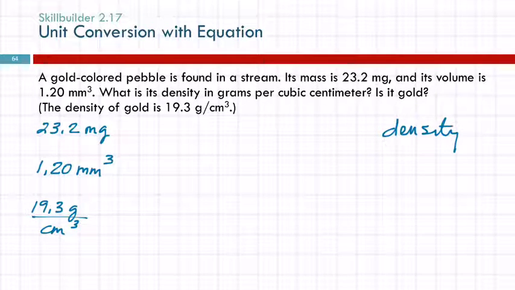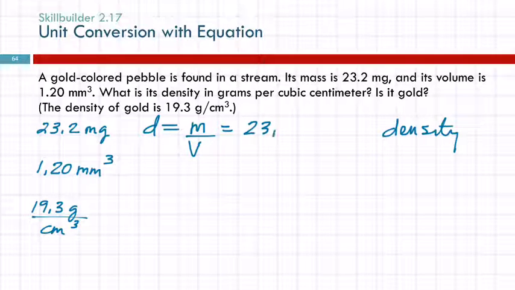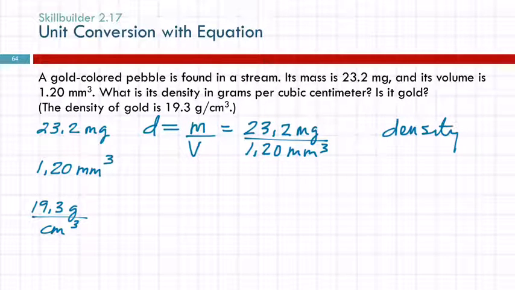You can use density as a conversion factor, and I encourage you to do that. When you calculate the density, you have to use the equation. So since we're finding the density, we're going to need to use density equals mass over volume. So what's the mass? Which of these is the mass? Milligrams. So 23.2 milligrams. And the volume is 1.20 cubic millimeters.